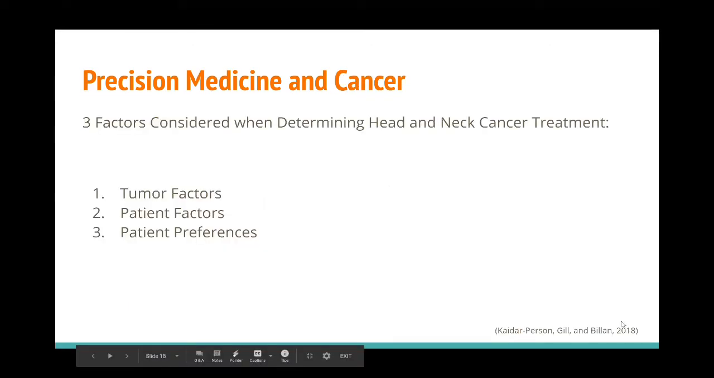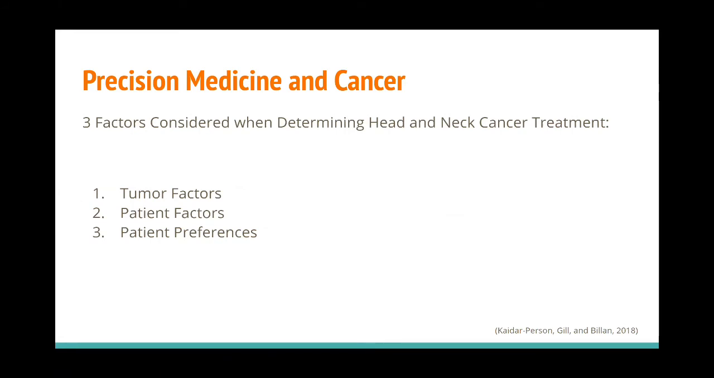A third field of precision medicine is using precision medicine to treat cancer. And so there are 3 factors considered when determining treatment for patients who have head and neck cancer. Those 3 factors are tumor factors, patient factors, and patient preferences. Tumor factors can be histological, which include the cancer type, the stage, and the depth of that cancer. They can also be molecular factors, which are the genetic basis of the disease and the underlying mutations that may have caused that tumor.